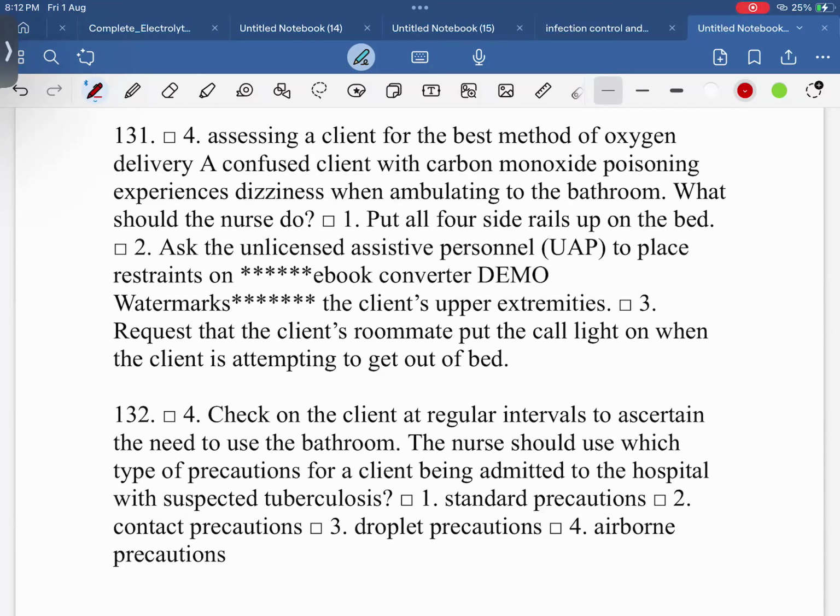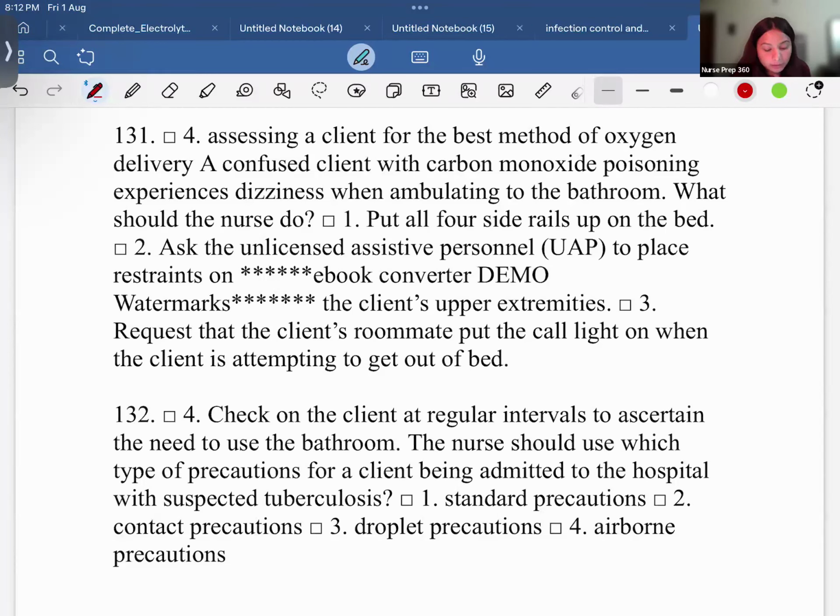So what should be the answer? I think you have a confused client due to carbon monoxide poisoning. I think check on the client at regular intervals for the need to use the bathroom. Okay. What about option number 1? It says put all 4 rails up. All 4 rails up means that you are restraining a patient, which you do not do. Okay, this is not expected.